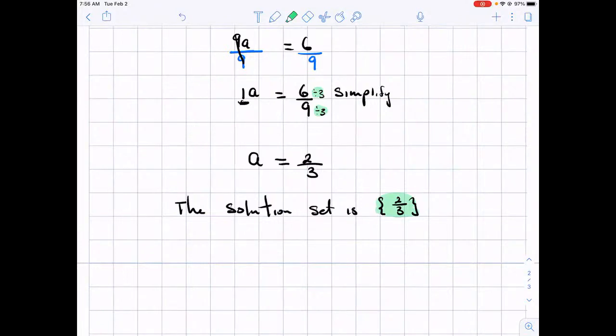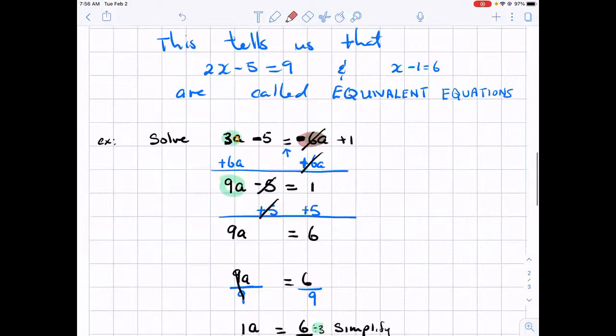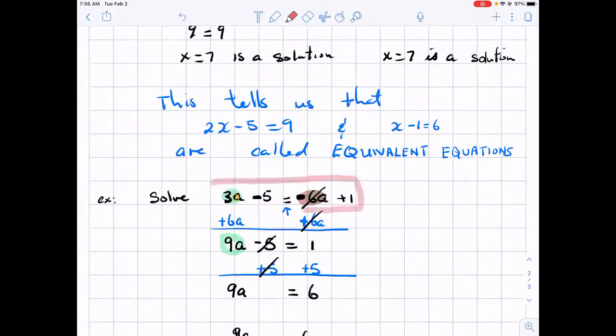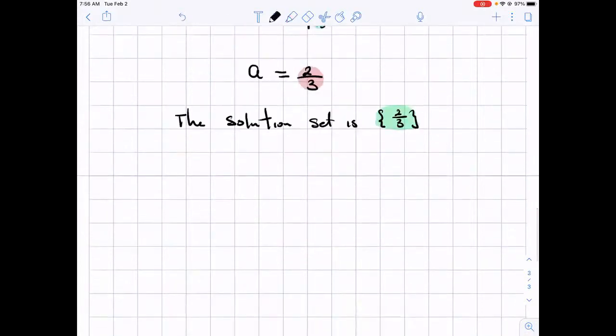Okay? Now you should always perform a check. Okay, you should always go back and plug this value into your original equation, which we have up here. Okay, replace a with 2/3 and see if the left side is equivalent to the right side. Sure, you should perform that as a check. So let's do that. We want to do a check. Let's confirm. Check.